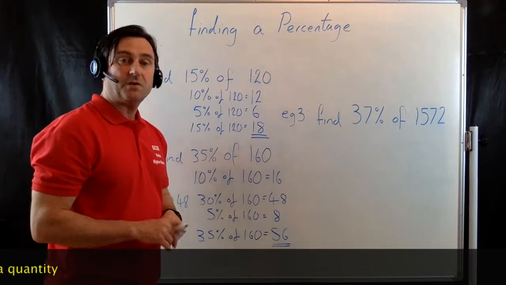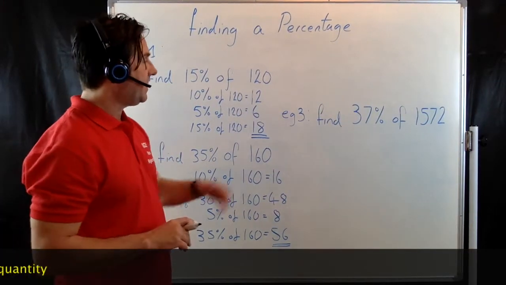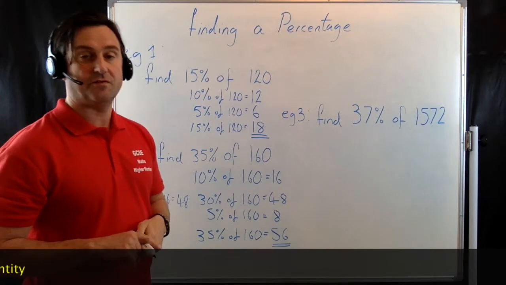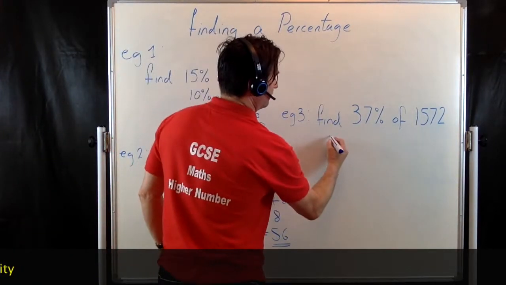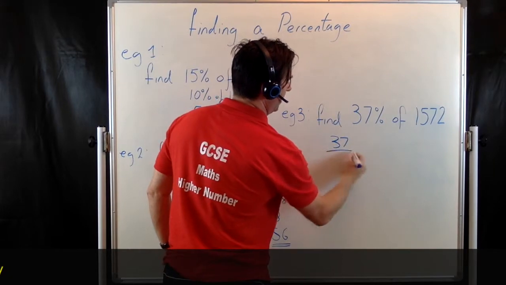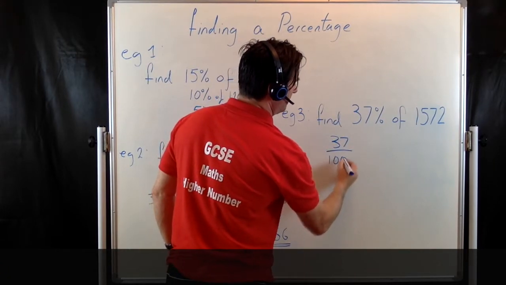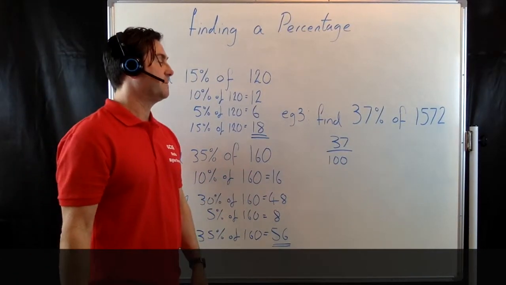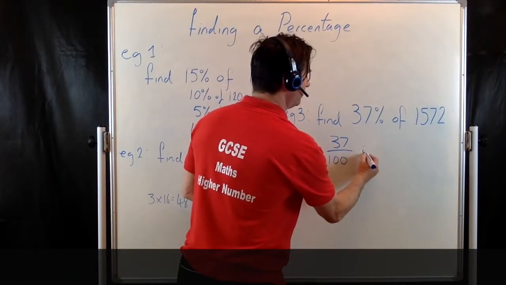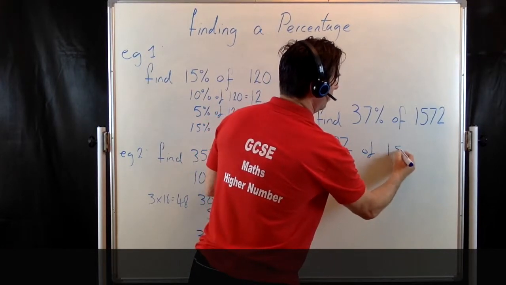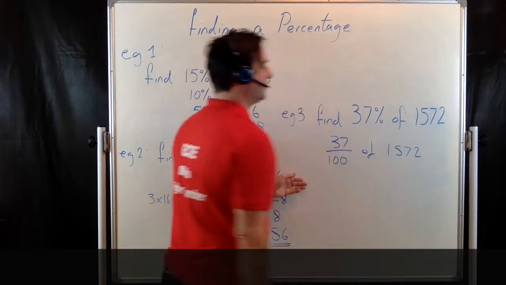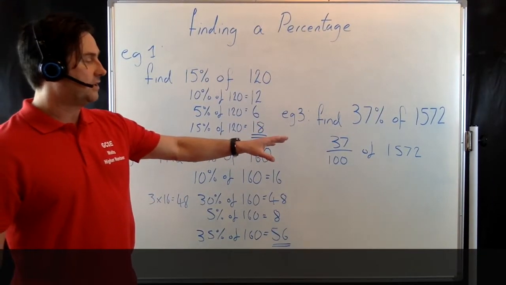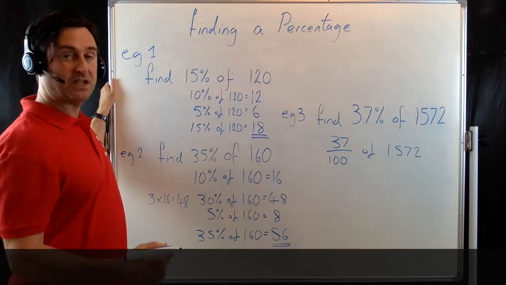Okay, example 3. This time we're going to do this on a calculator. Now, what we're going to do is we're going to change the 37% into a fraction. 37% as a fraction is just 37 over 100, because if you remember, a percentage is out of 100, so it's 37 out of 100. So we need to find 37 hundredths of 1572.